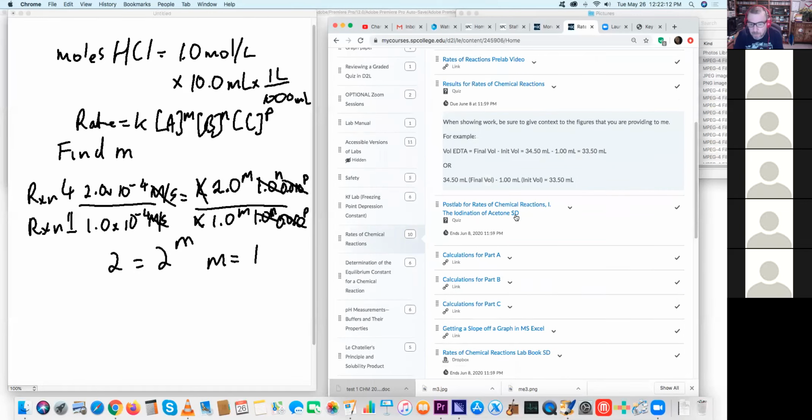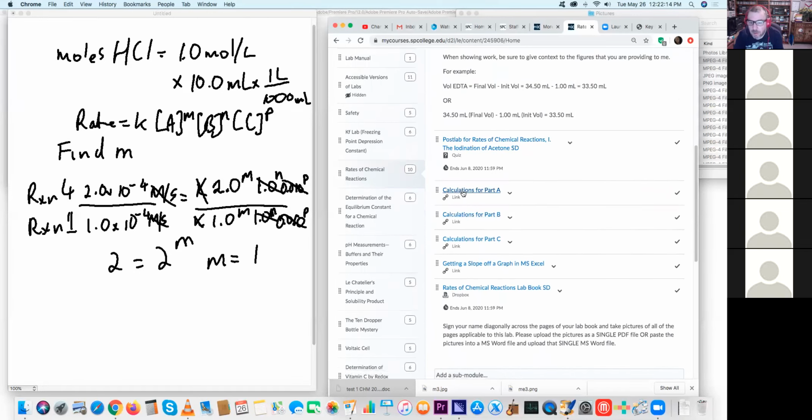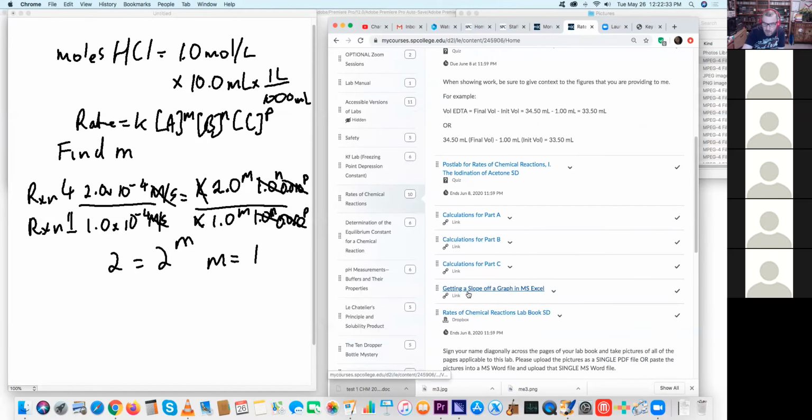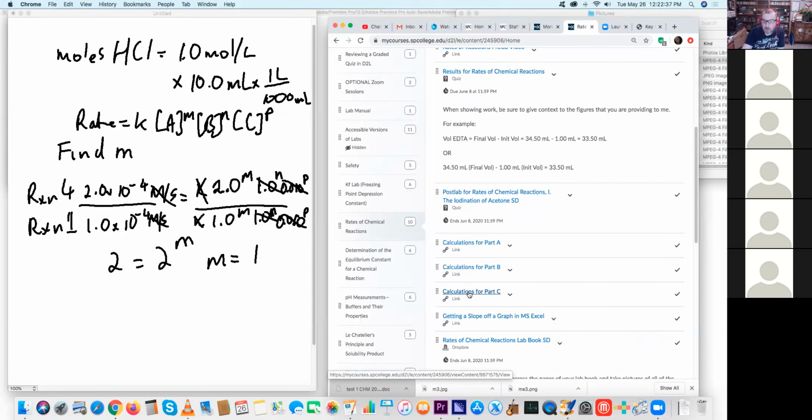And then down here, the calculations for the results are actually in these different videos here. Calculations for part A, part B, part C. And those are pretty good. I mean, they go through. I've already had a couple of people submit these. They seem to find these to be okay. And I've also got a video here about getting a slope off a graph in Microsoft Excel. So that'll be useful to you as well.